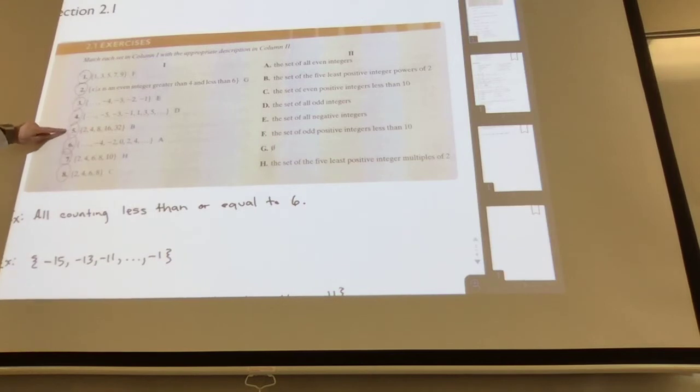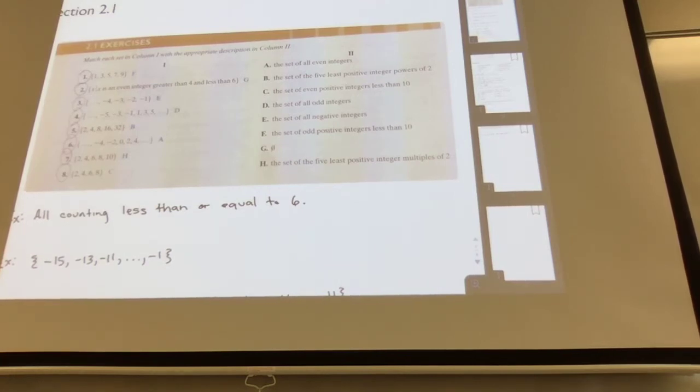The next one that looks easy to me right off is 2, 4, 8, 16, 32. So it's not the set of all even integers. I know they're all even numbers. But what about those numbers? They should be starting to look familiar to us. They're powers of 2. 2 to the first power, 2 to the second power, 2 to the third, 2 to the fourth. So see if there's anything over there. B, the set of 5 least positive integer powers of 2. So basically starting with the smallest one, moving to the right. So that one's not too bad. I feel like 5 you could pick out pretty quickly. So let's do 5 as B.